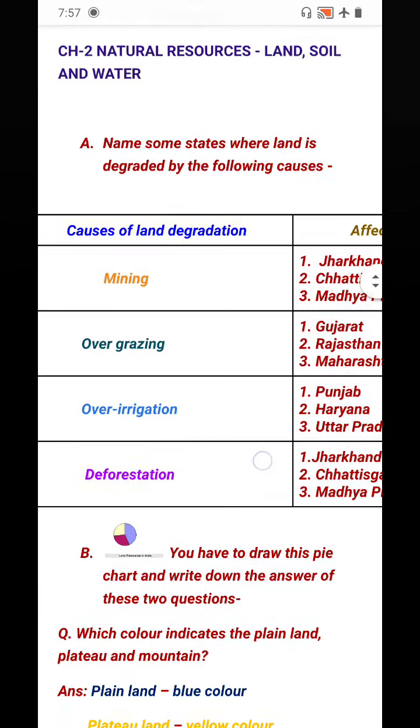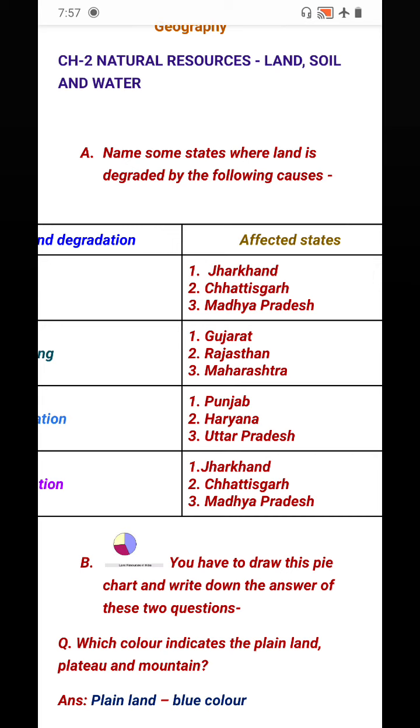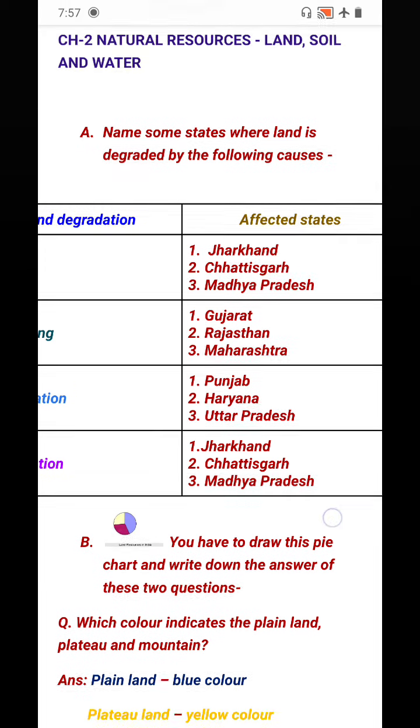Next, deforestation, due to the reckless cutting down of trees. Which states? Jharkhand due to mining, that type of activity. Chhattisgarh due to mining, deforestation occurred, because when we want to take out minerals from the lithosphere, we first have to clear the forest. If it is under forest, we have to cut the trees, then we can do the mining. That's why mining is responsible for deforestation, and deforestation is responsible for land degradation. So which 3 states? Jharkhand, Chhattisgarh, Madhya Pradesh.